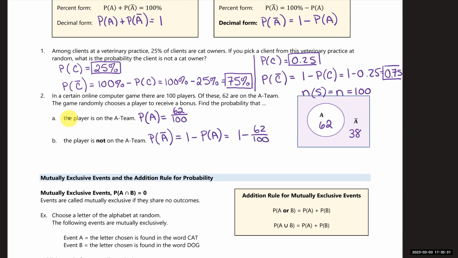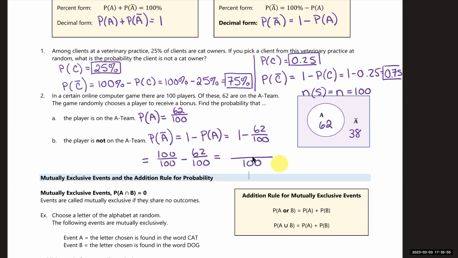And then again, bear with me as I review some fraction work. If you want to subtract two fractions, you'll need a common denominator, in this case, 100. So we would write the 1 as 100 over 100, and then we can subtract the 62 over 100. The reason for showing you this is that when we subtract, we do have that common denominator.